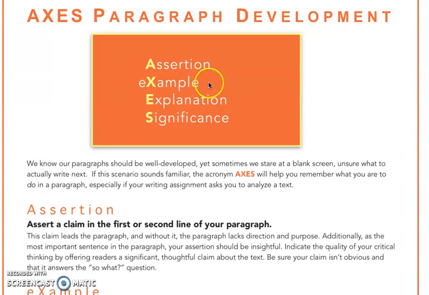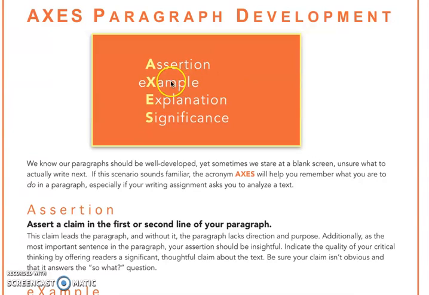It could be a statistic, or it could be an expert testimony or a case study, or whatever type of support you want to put in there. Explanation is a reminder to you to always make sure that you explain whatever example you have placed here and how that example proves your assertion. So these two, X and E, go hand in hand. You give an example, you've got to explain how it proves your assertion. You give another example, you explain how it proves your assertion. So these two elements get repeated within the body paragraph.